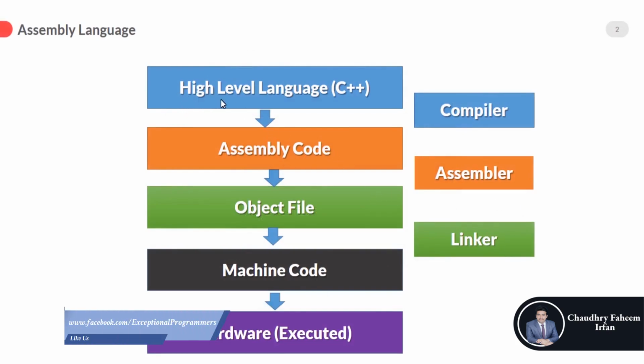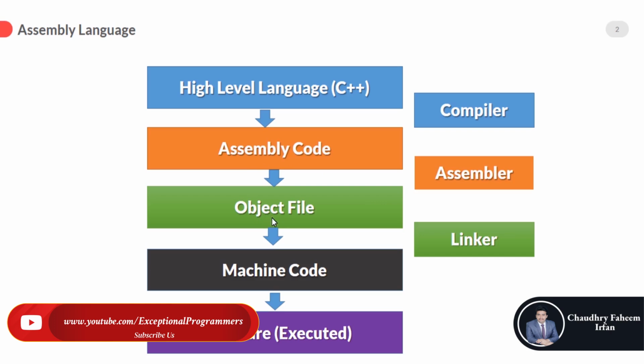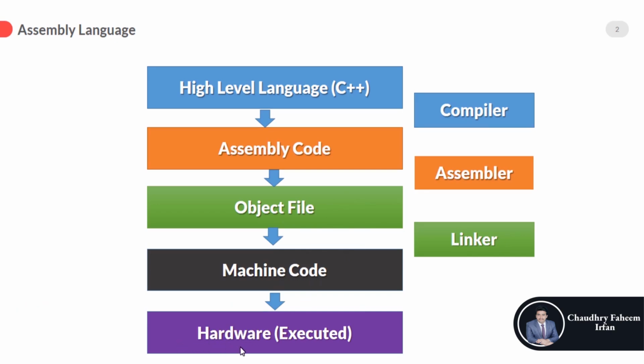There is a process: a high-level language like C++, Java, or C# converts into assembly code by using a compiler. We can convert high-level code into assembly code because it is more understandable for the machine. The assembly code is then converted by an assembler into an object file. Then by using a linker, we link libraries to the object code and convert our object file into machine code. Then machine code is easily executed by the hardware.